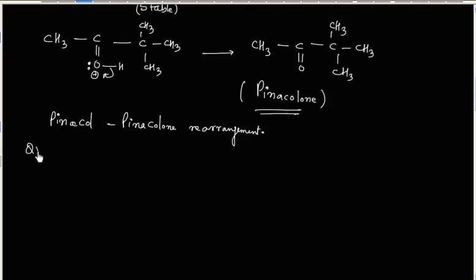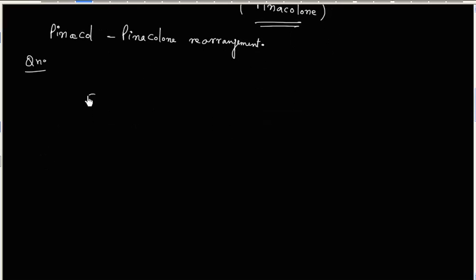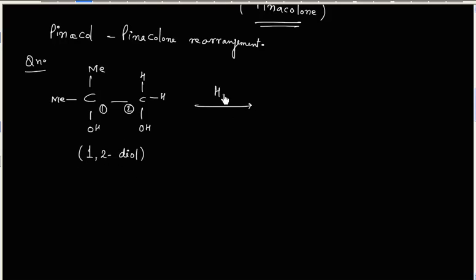So let us try this problem. We have two methyl groups attached to this carbon, and one OH. This carbon contains two hydrogens and one OH. Once again, this is an example of 1,2-diol. Now if this is treated with H2SO4, and generally concentrated H2SO4 is taken, what will be the major product in this reaction? This is again a Pinacol Pinacolone reaction.